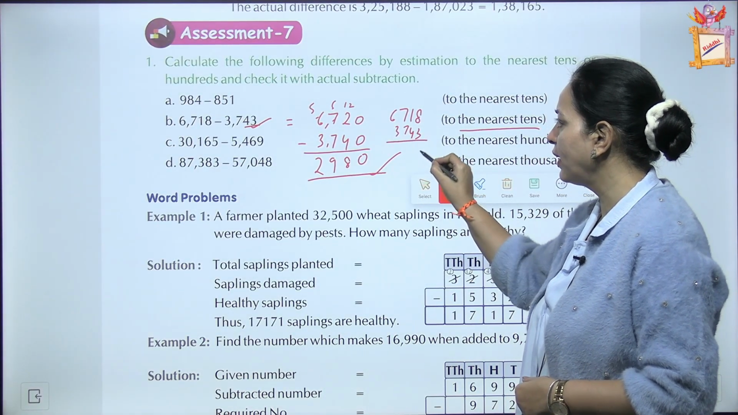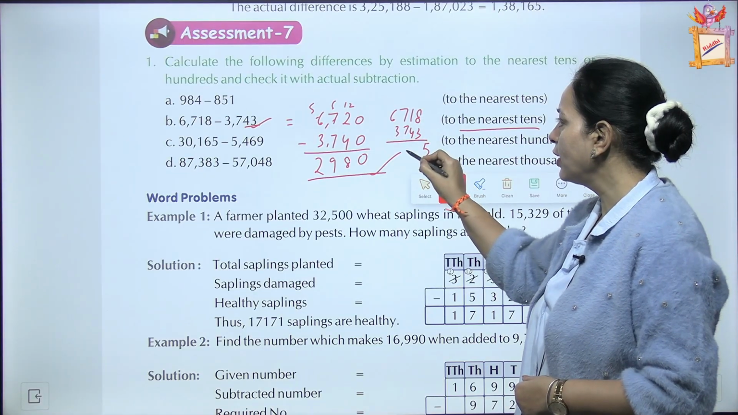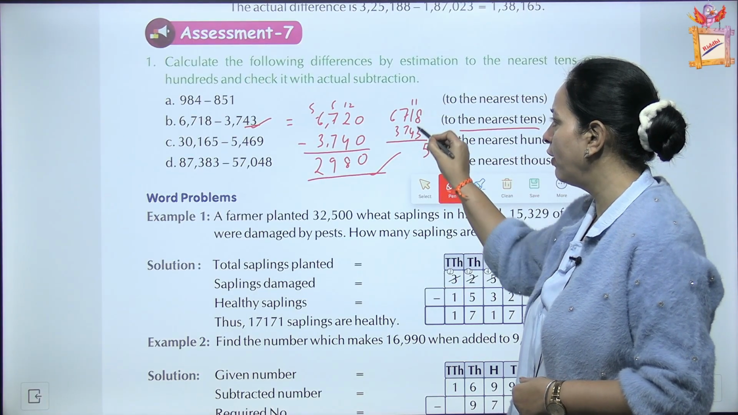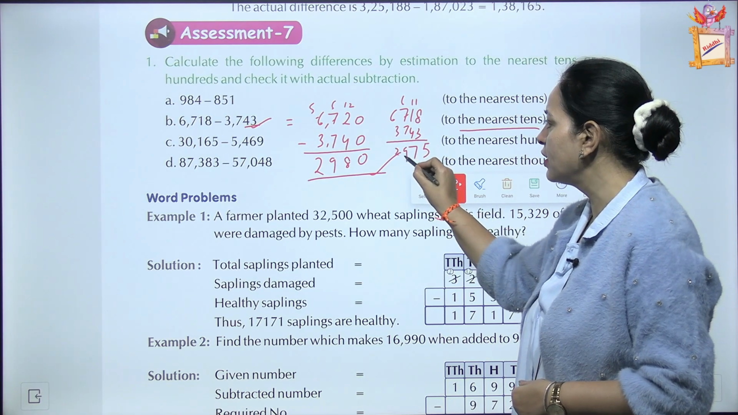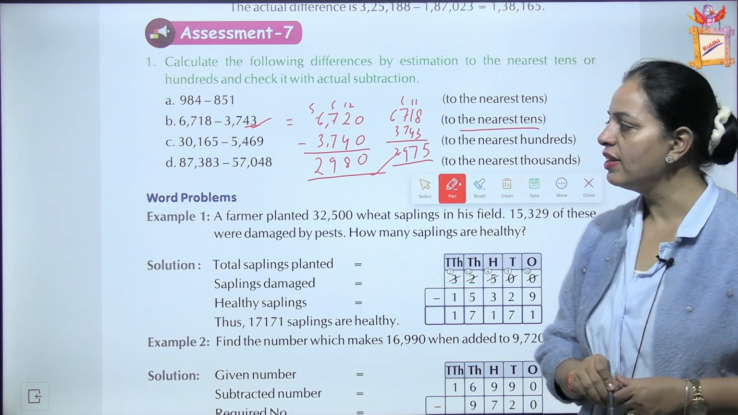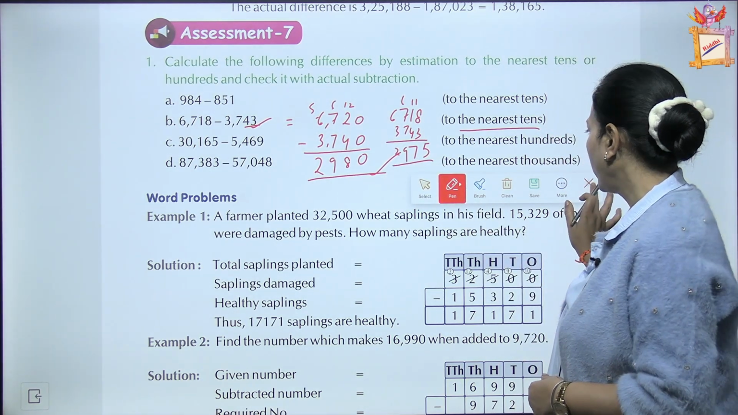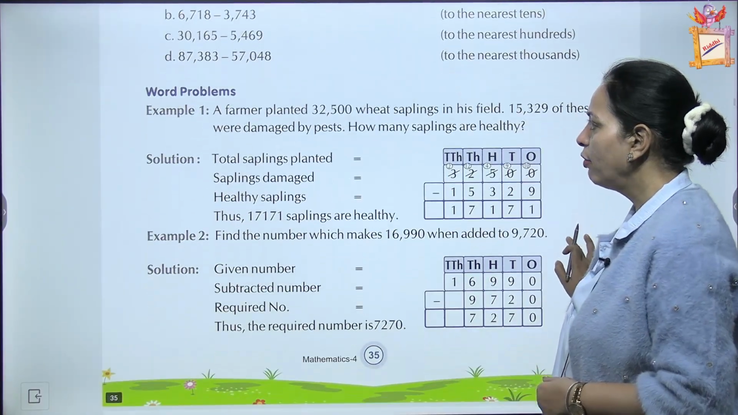743. So 8 minus 3, 5. 1 minus 4 not possible. So borrow. 11 minus 4, 7. 16 minus 7, 9. This is 2,975. So I hope similarly you can try remaining parts.